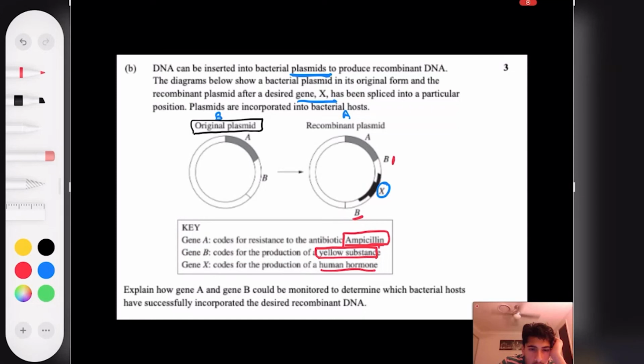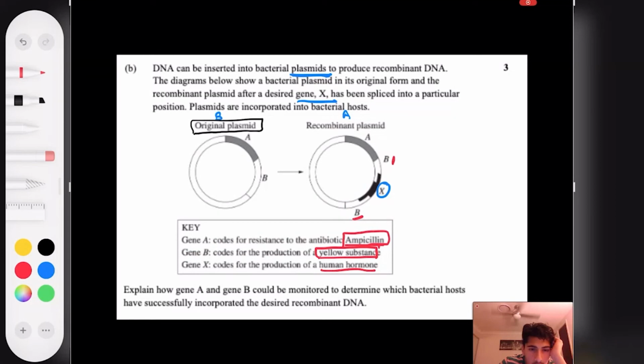The recombinant plasmid, which is the bacteria that has been spliced, has gene B, but it's been interfered with by this gene X, which would make it dysfunctional. So what you would expect to see is that bacteria that haven't got the recombinant plasmid would produce yellow substances, whereas bacteria that have been spliced wouldn't produce it. So that's how you'd differentiate between them. Very good. Very good conclusion.